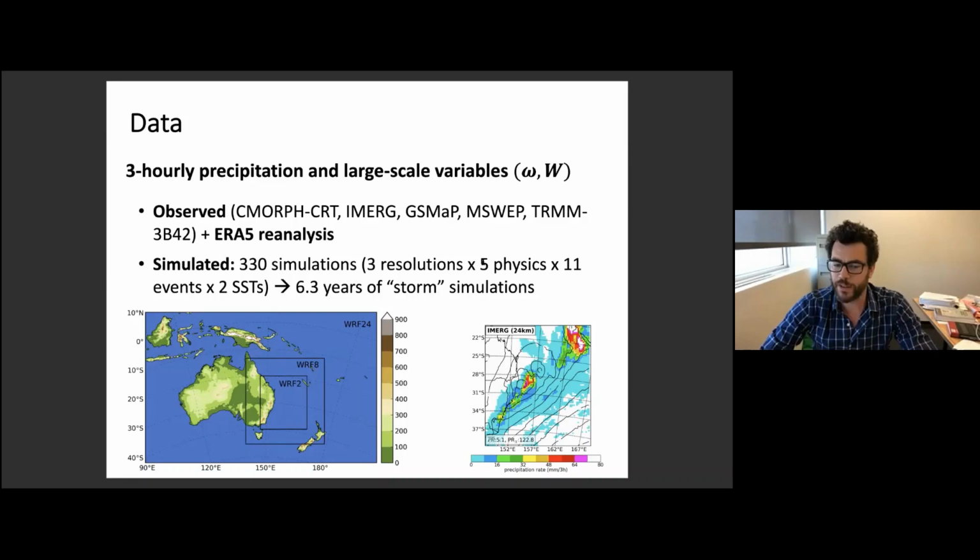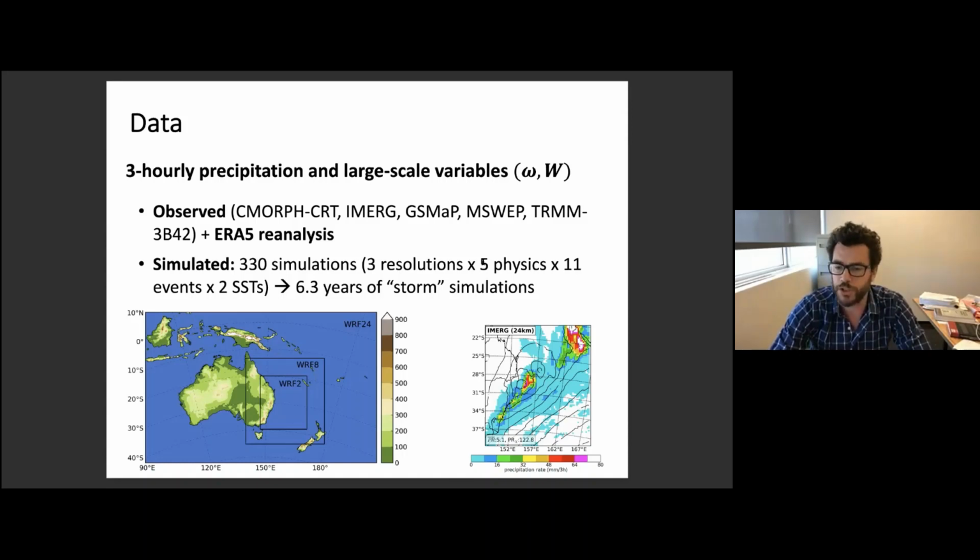And then for each of those, we also run a 5-member multi-physics ensemble. We use the WRF model, and we change one at a time the representation of different subgrid scale processes. So for example, we use a different cumulus scheme, different microphysics, PBL, and radiation schemes, one at a time, so we can see what's the difference that those include.